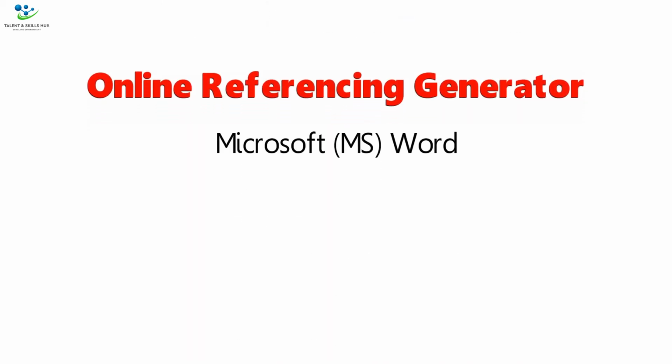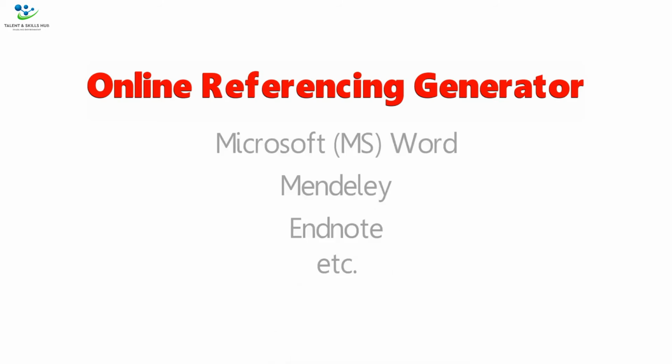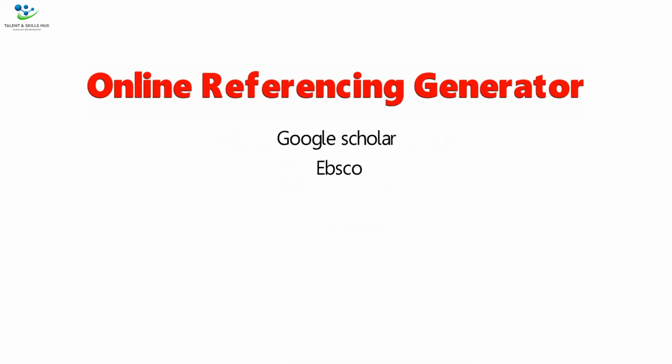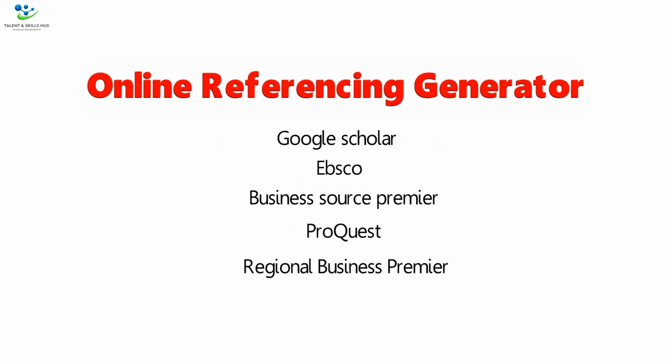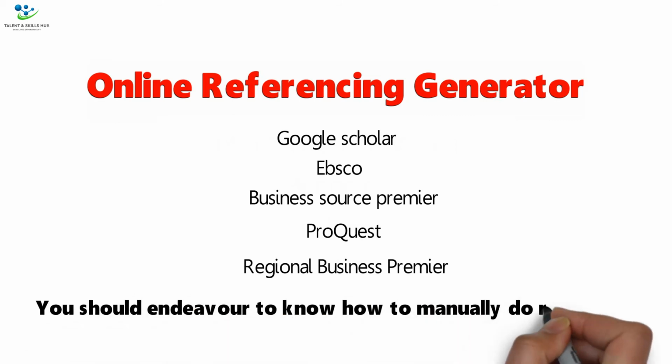You can use Microsoft Word referencing function, or downloadable software like Mendeley, EndNote, and etc. Also, Google Scholar, EBSCO, Business Source Premier, ProQuest, Regional Business Premier, and etc. are useful tools for generating bibliographies, or references. However, you should endeavor to know how to manually do referencing, without using any of the online reference generators.